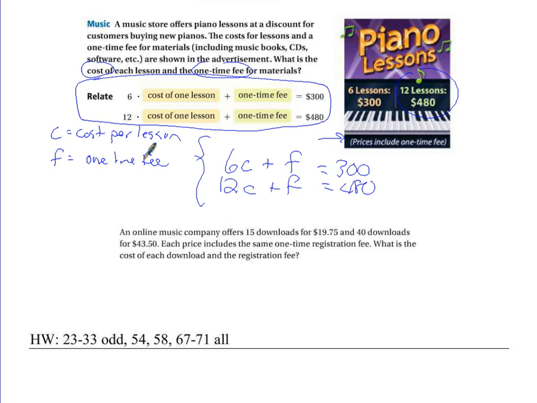If I choose to eliminate F, all I have to do is multiply one of these whole equations by a -1. That will change all the signs. So now I have -6C minus F equals -300 if I multiply that top equation by -1. Now I can add, and I get 6C, the F term disappears, equals 180. Divide both sides by 6 and you get C, the cost for one lesson is $30.